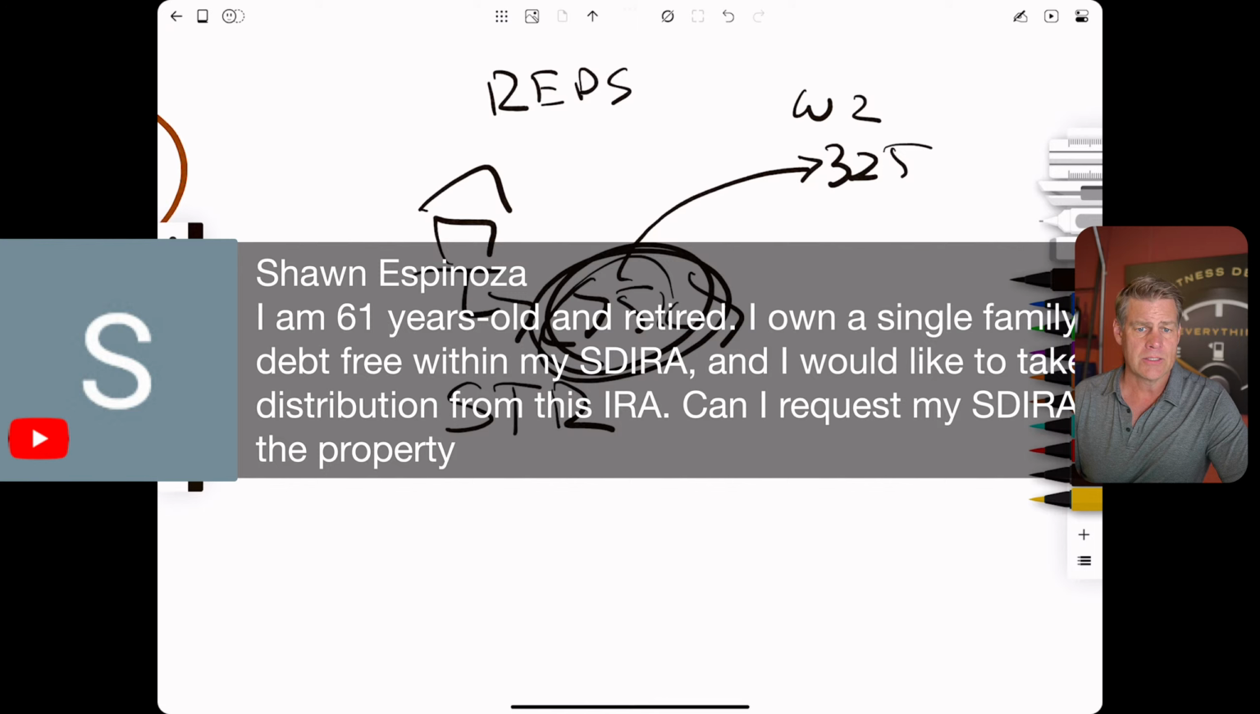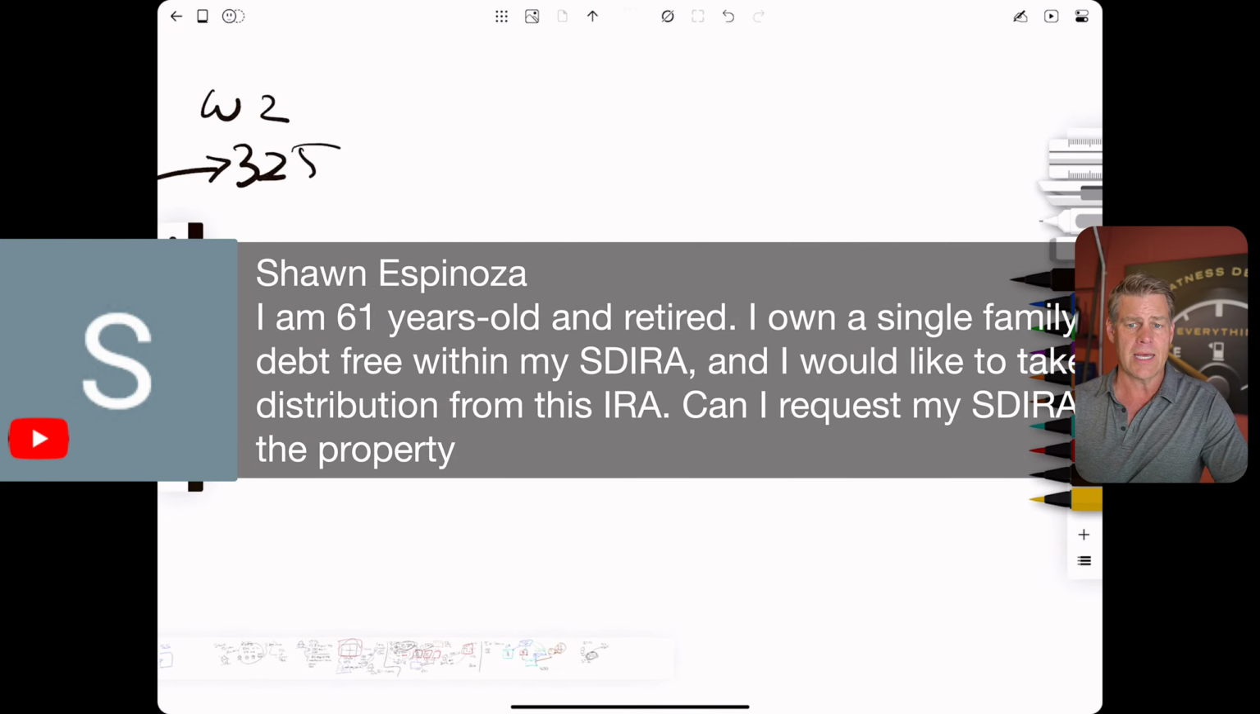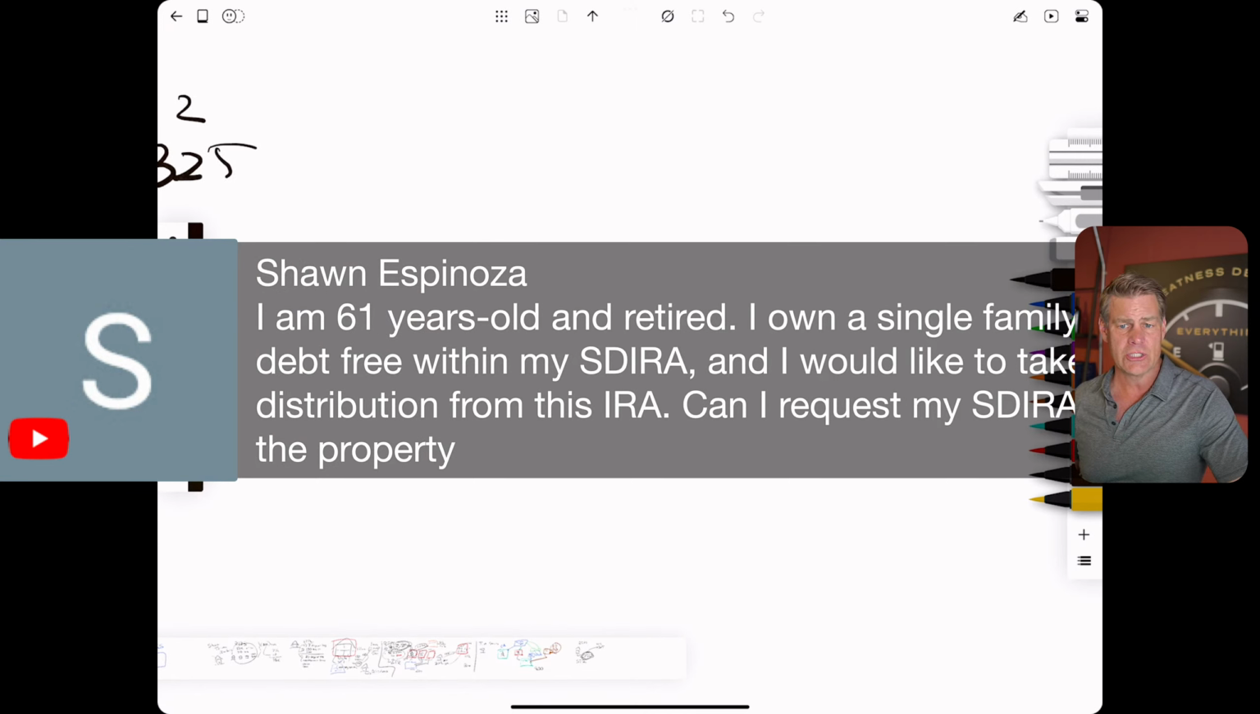Okay, Sean, 61 years old and retired. I own a single family, debt-free with my self-directed IRA. I would like to take a distribution. Can I request my self-directed IRA distribute the property to me? Well, you could just close it down and distribute the property to yourself. And if you did that and distributed the assets, you're going to be paying tax on the entire amount of the distribution. Maybe that works for you.